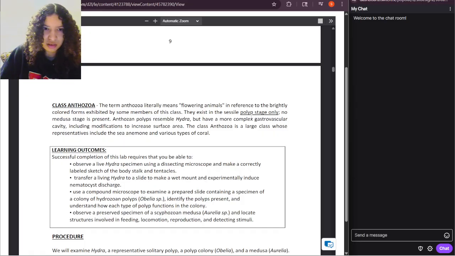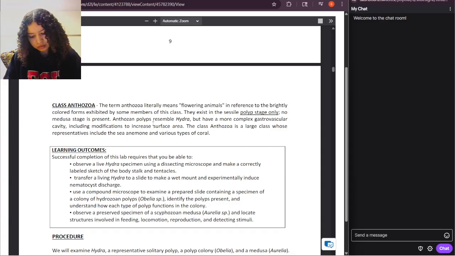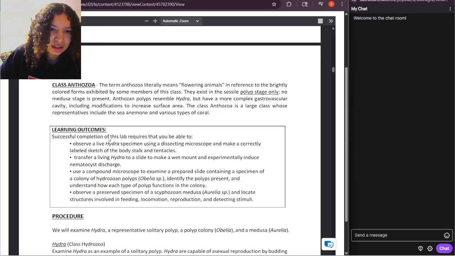No Medusa stage. Anthozoan polyps resemble Hydra, but they have a more complex gastrovascular cavity, including modifications to increase surface area. Anthozoa is a large class whose representatives include the sea anemone and various types of coral. Okay. Sea anemone and coral. So I'm going to review it again. Hydrozoa, Hydra. Scyphozoa is jellyfish. Anthozoa is sea anemones and corals.